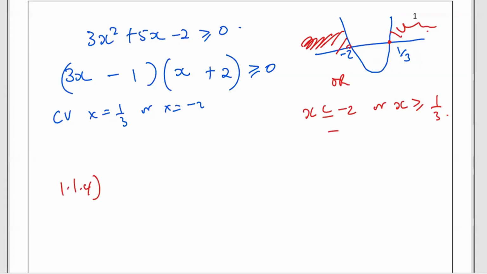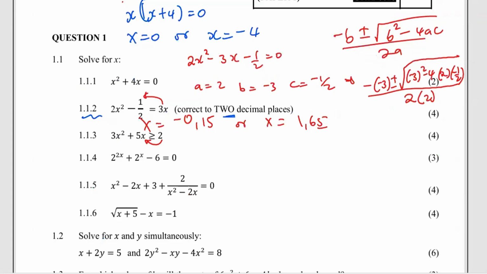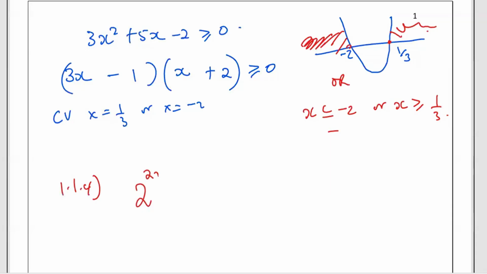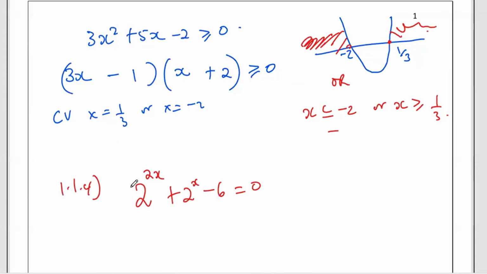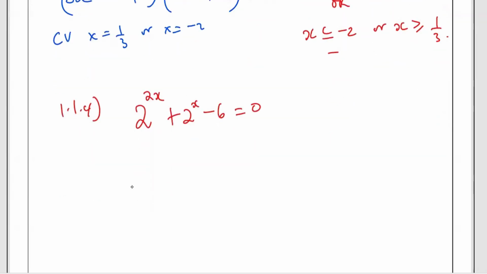Then 1.1.4, the question is an exponential. We have 2 to the 2x plus 2 to the x minus 6 is equal to 0. Step number 1. Whenever we see a quadratic, I can just say, let my 2 to the x be any letter. I prefer letter k. So this becomes k squared plus k minus 6 is equal to 0.